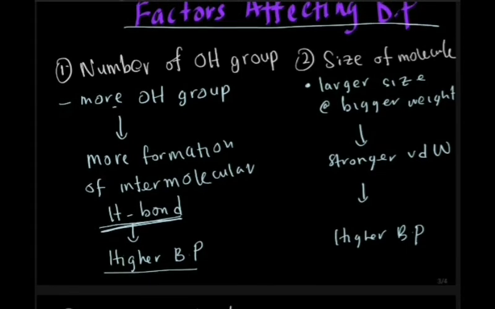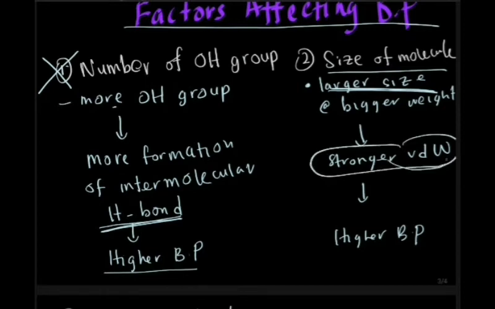And then the second one: for example, if all the compounds have the same number of hydroxyl groups, you cannot use this, so you go to the next factor. You look at the size of the molecule. If they have a different size, meaning a different number of carbons, for example one compound has a larger size compared to the other, then you will have a larger alkyl chain. When you have a larger alkyl chain, you will have stronger van der Waals forces. If stronger van der Waals forces, you will have a higher boiling point.